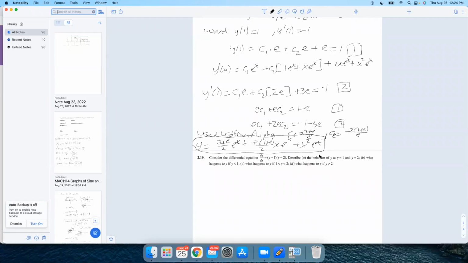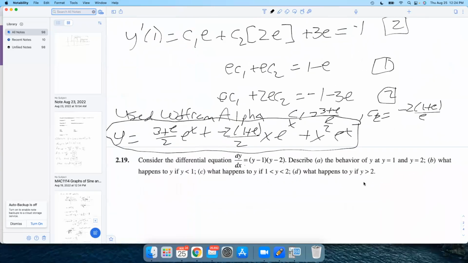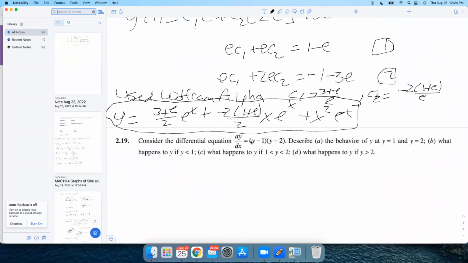Okay, one more problem I want to do today. So we have this differential equation, y prime is equal to y minus 1 times y minus 2. Now, what makes this guy special, if you look at him, everybody's a y. There are no x's or t's. Y prime here is simply a function of only y. We don't even know what the independent variable is. Oh, yeah, we do. It's right there. It's x. But there are no x's in the equation.